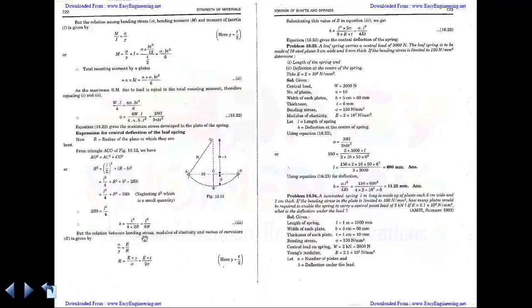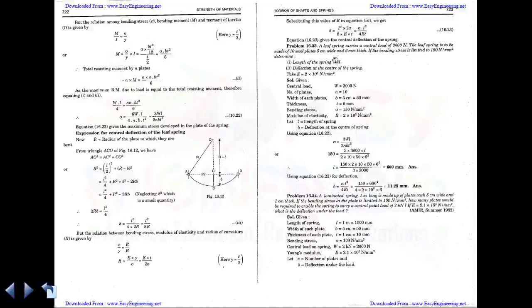Then, the relationship between bending stress and the modulus of elasticity. By this relation you already know that sigma by y equals E by R. Rearranging this, radius is equal to E t by 2 sigma. Here y is nothing but t by 2. Substituting this value in delta, you will get delta is equal to sigma L square by 4 E t. So this is the maximum deflection of the spring. These are the derivations you have to remember for the leaf spring.